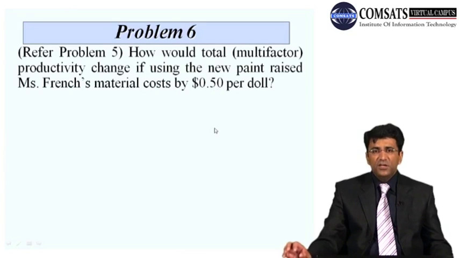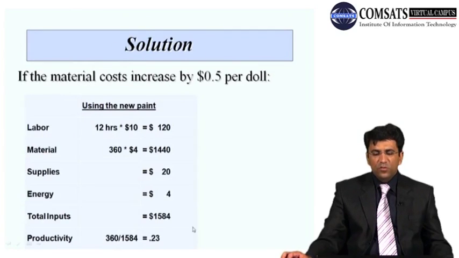What will happen? Its total material cost will become $4, because initially it was $3.5, but now it will become $4, that is 3.5 plus 0.5. So the only change is with respect to the material cost. Input is labor input, which remains same, that is 120. Material cost now will be 360 multiplied by $4, that is 3.5 plus 0.5. This will be the new material cost.